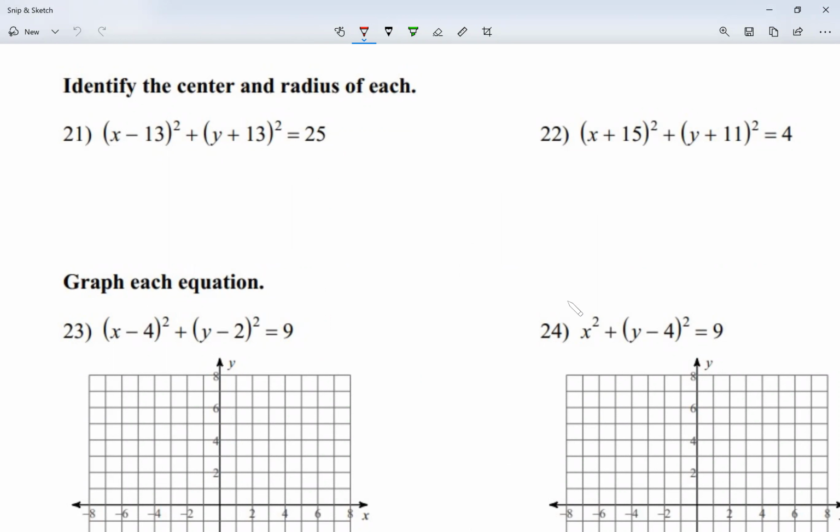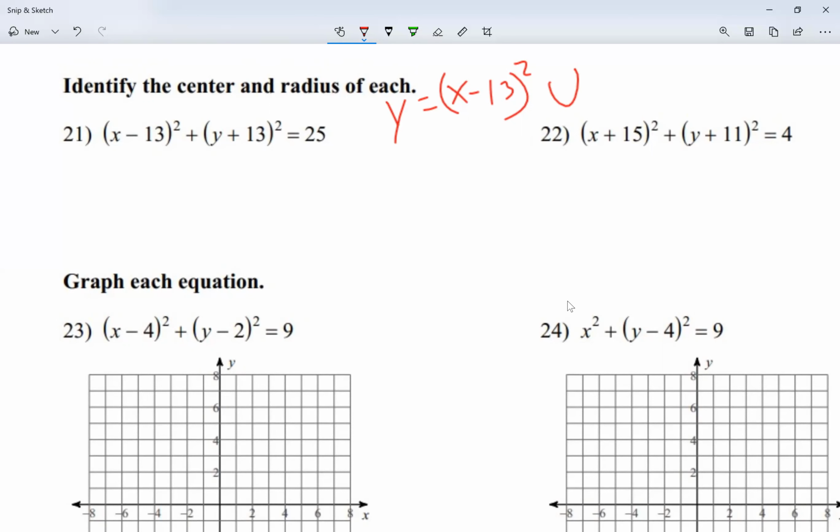Now, remember how back in Algebra 1 you talked about parabolas, right? The quadratic equations where the exponent was to the second power. If I was to write something like y equals (x minus 13) squared, it will give me a parabola. Remember, it was like a U shape.